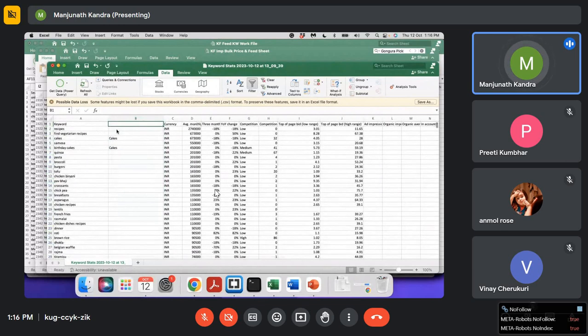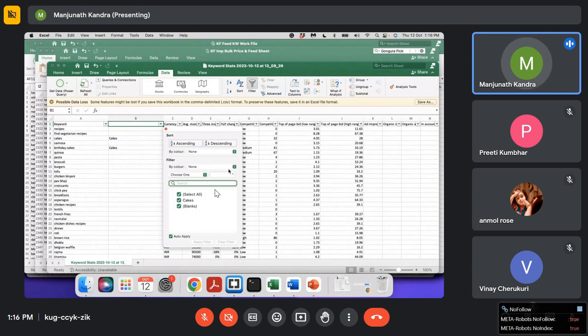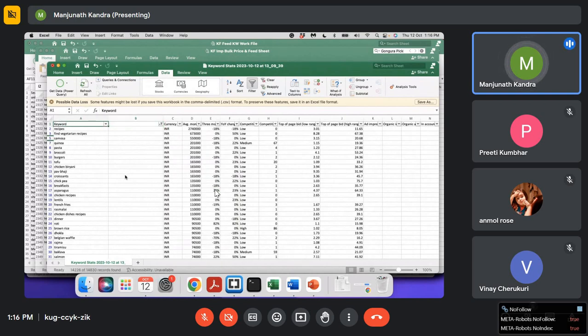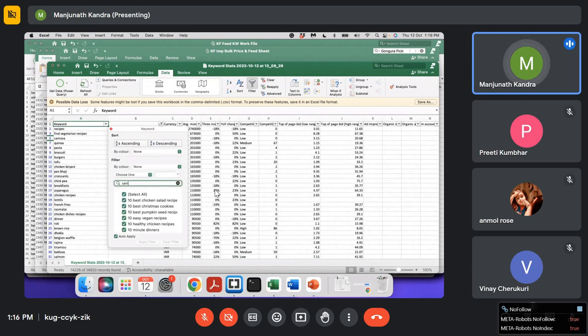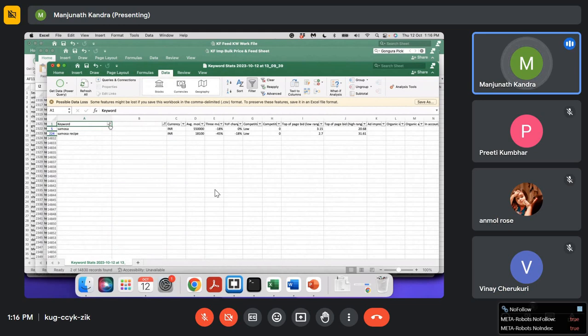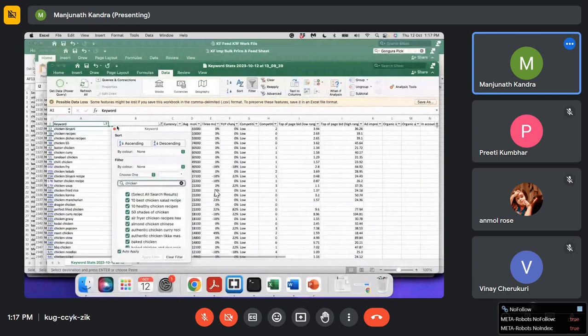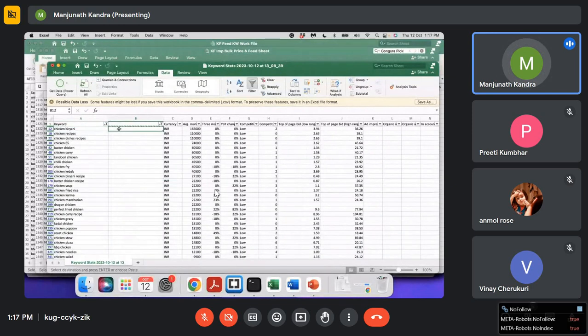Okay. So again, I'll apply a filter. I'll just take the blanks here. Cakes is already categorized. So I'll just take the blanks. Cakes is eliminated. Now next, I'll try to figure out samosa. Only two keywords, samosa. And next, I'll find any other chicken recipes. Chicken related. See how many people chicken.